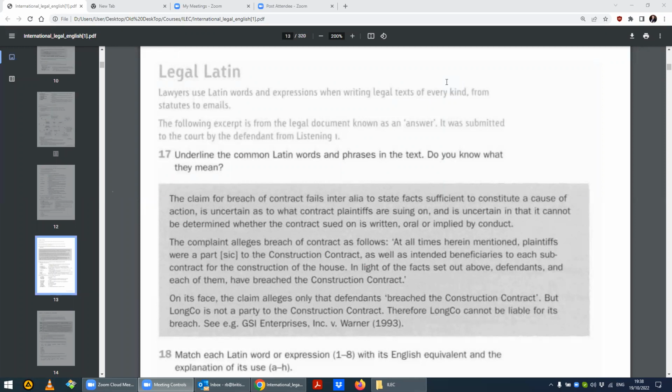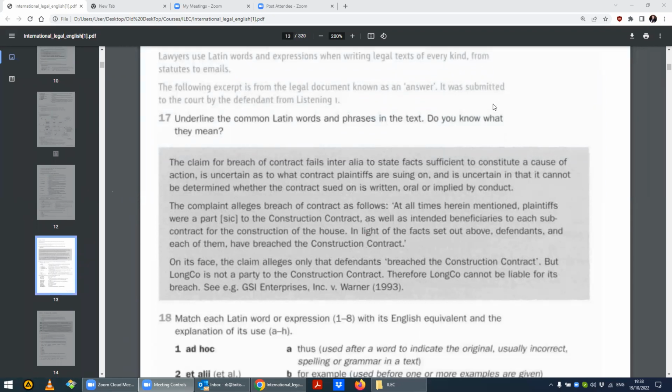In fact, there are some words in English which have been taken straight from Latin. Vice versa, contra, per annum, e.g. stands for exempli gratia, for example. Now, there are some words which are just straight Latin words. Let's have a look at this text in grey writing on the screen now.